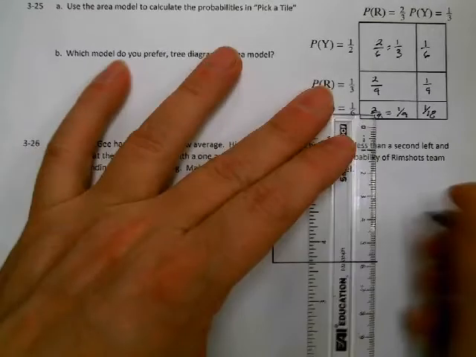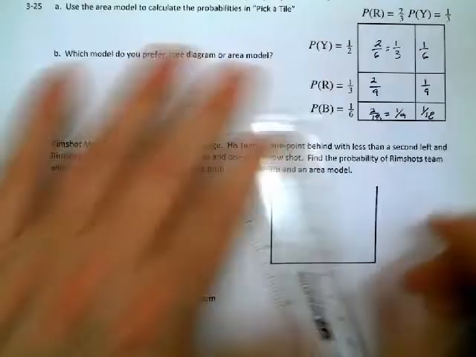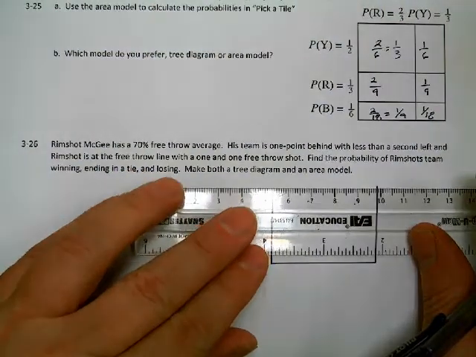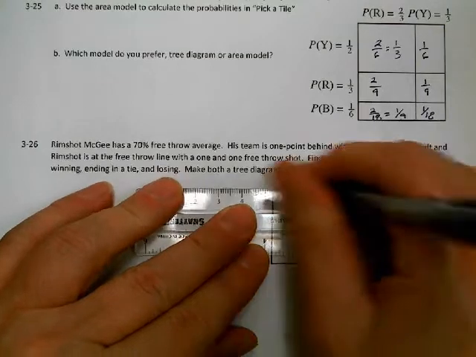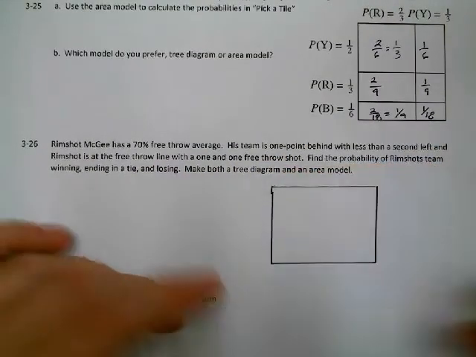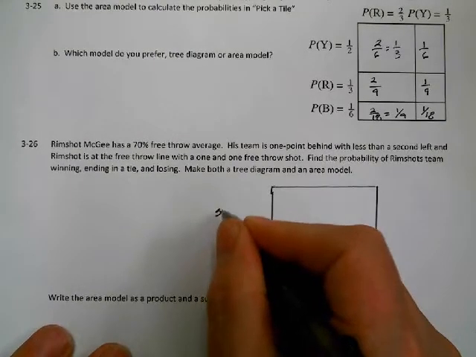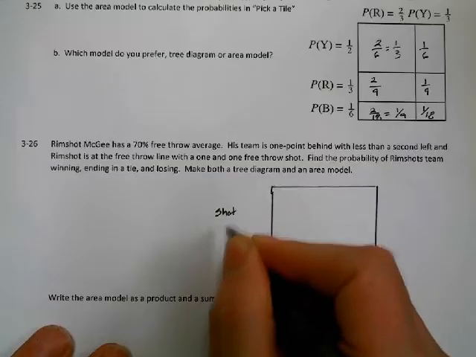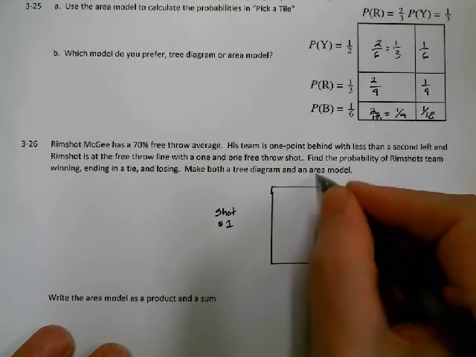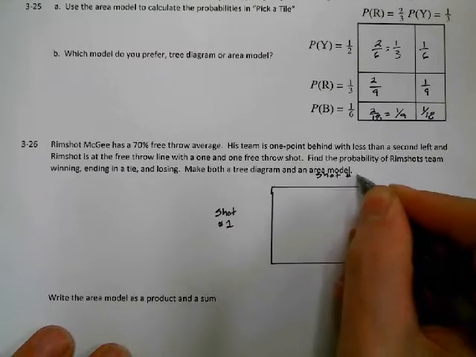Again, if you have two events, I really do think that you're going to be better served doing an area model versus a tree diagram. Tree diagrams are when you have more than two events. So we've got two events. He's going to take shot one, and then he's going to take his second shot, shot number two. Those are the two events.